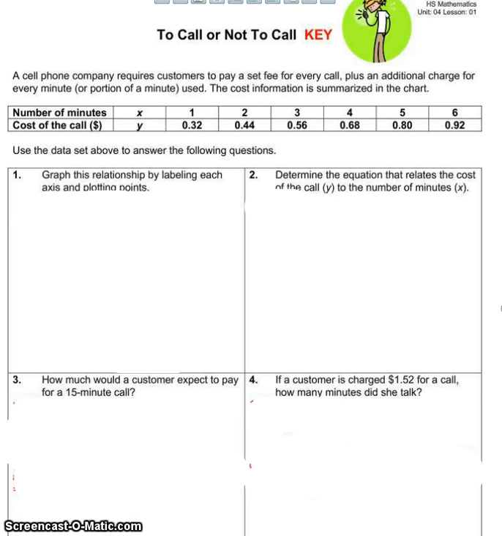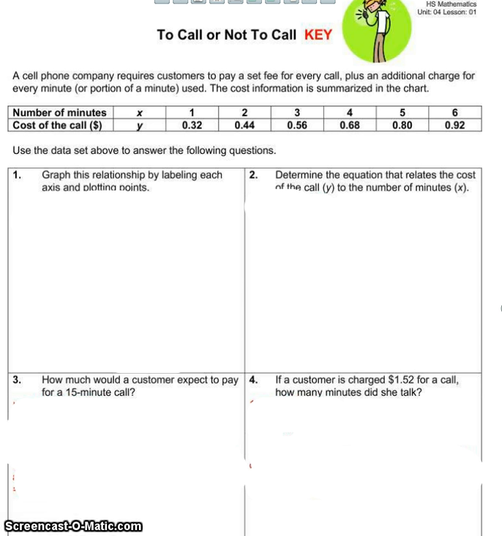Okay, today we're going to be working on To Call or Not to Call. And remember, we're working on solving linear functions, so we're still going to have lines in our graphs. A cell phone company requires customers to pay a set fee for every call, plus an additional charge for every minute. The cost information is summarized in the chart. Use the data set above to answer the following questions. So first, we want you to graph this relationship by labeling each axis and plotting points.